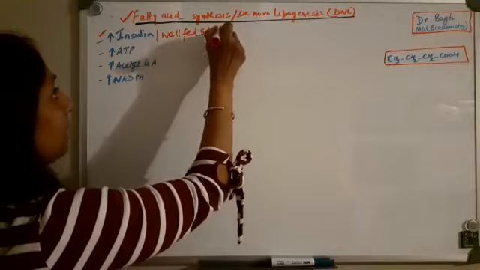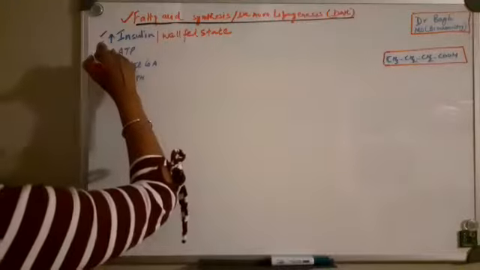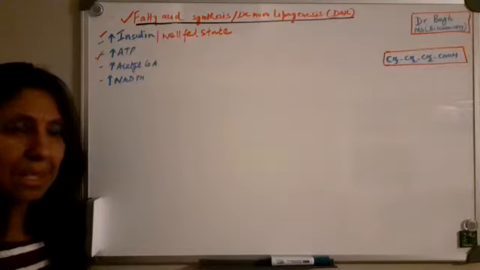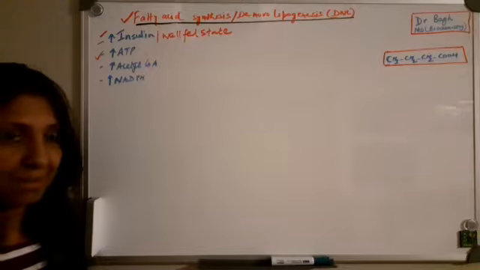Now, what else is required for fatty acid synthesis? As I told you in my overview, synthesis always requires ATP. So yes, you need a lot of insulin as well as ATP for fatty acid synthesis. Please understand it well, the difference between a well-fed state, which is high insulin state, and a well-fed state, which is high insulin, high ATP state. So fatty acid synthesis requires both.